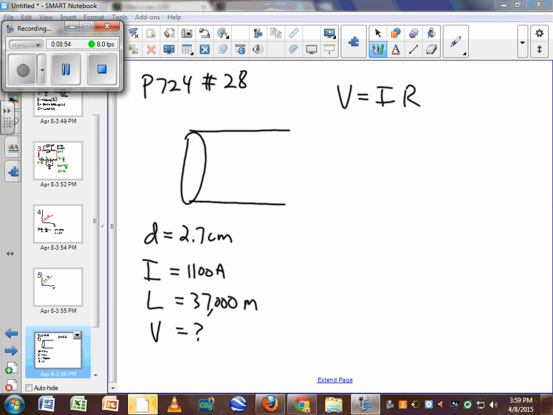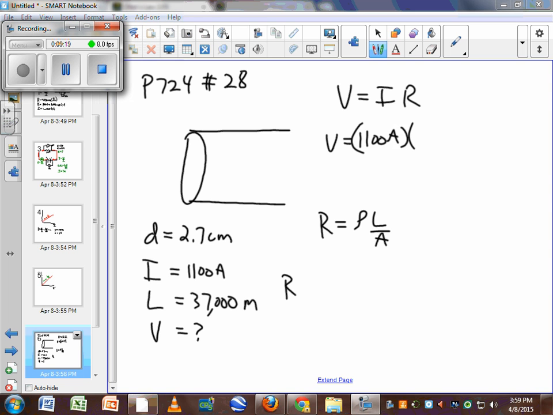That's Ohm's law. I know the current is 1100 amps, but what's stopping me from solving this problem is resistance. I've picked this problem also because we're using the resistance of the wire and Ohm's law together to help us solve for this voltage drop. So now we can solve for the resistance of that wire by using this equation here: R equals rho times L over A. Let's go ahead and plug in our values.